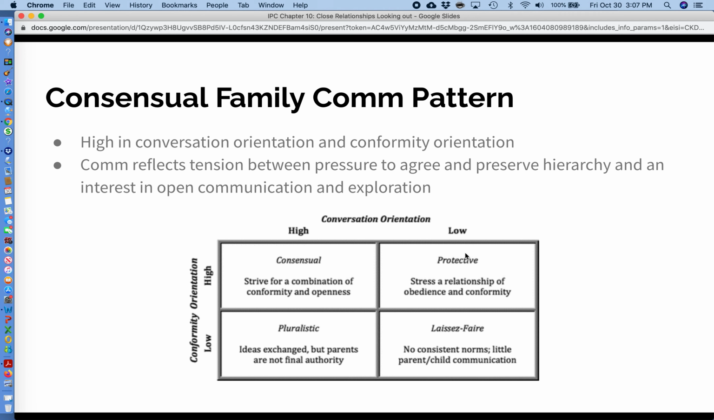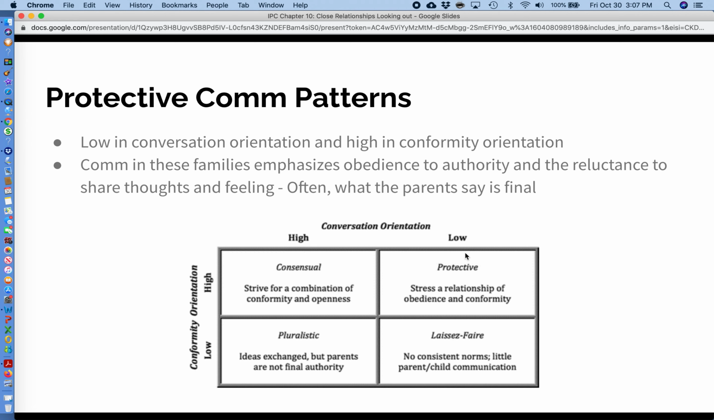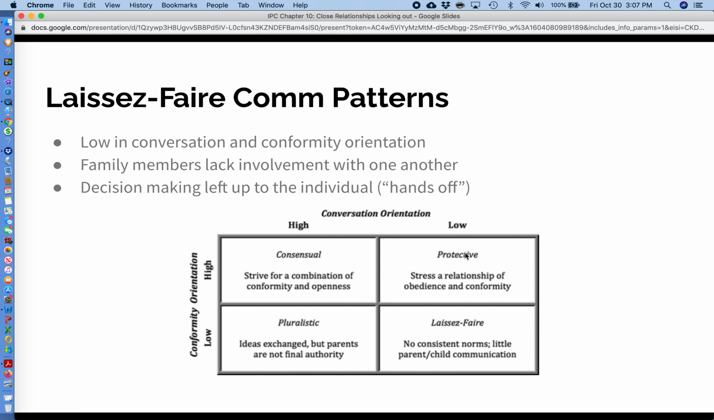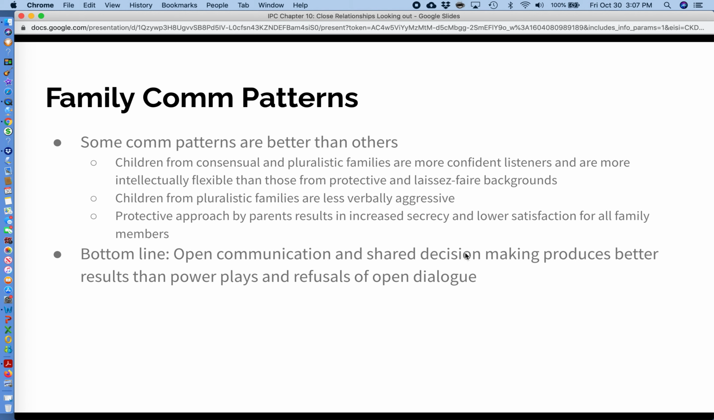So we already talked a little bit about each of these, right? So I'm going to run through these slides pretty quickly. You can look through them in your own time if my explanations didn't do enough for you. As I suggested before, some communication patterns are better than others. Children who come from consensual and pluralistic families are often more confident listeners. They're more intellectually flexible. Children from pluralistic families are less verbally aggressive.